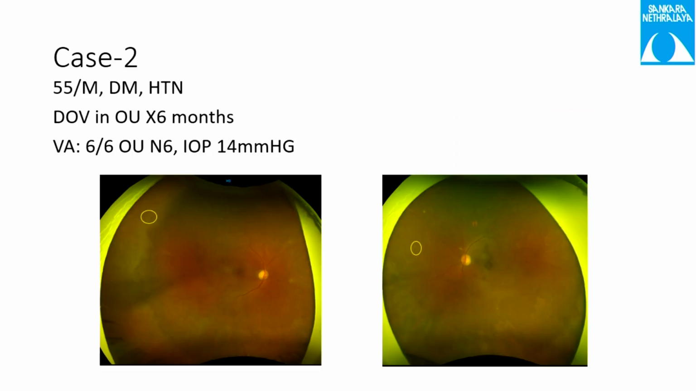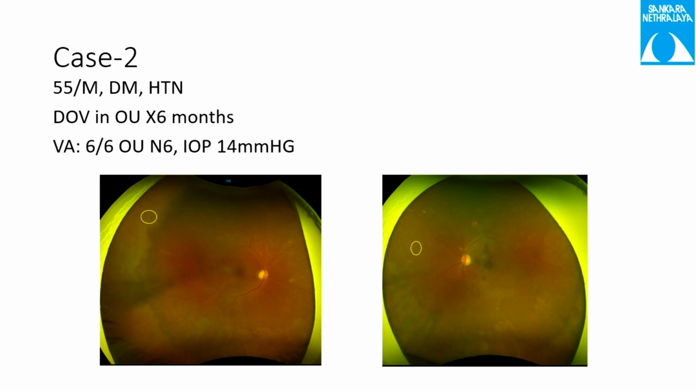So this is a second case. This patient is a 55-year-old male who is a known diabetic and hypertensive. He came to us with diminution of vision in both eyes for the past 6 months. Vision was 6/6 in both eyes with a normal pressure. Upon clinical examination, he was found to have proliferative diabetic retinopathy. Upon careful examination, we could make out very early NVEs in both the eyes.